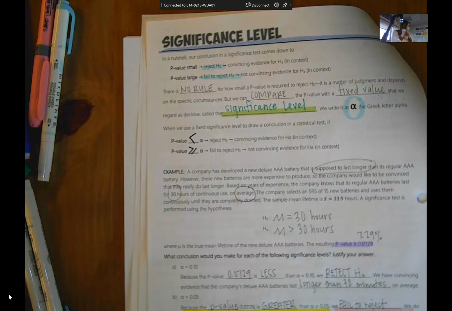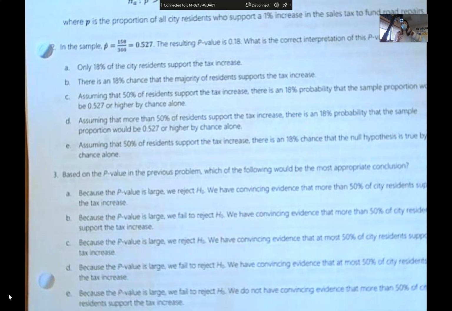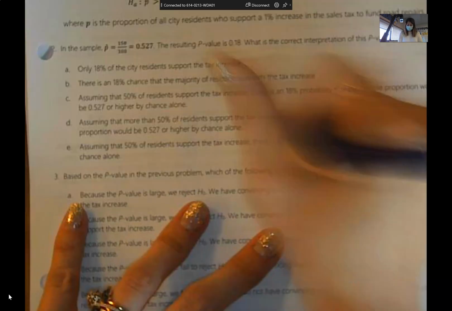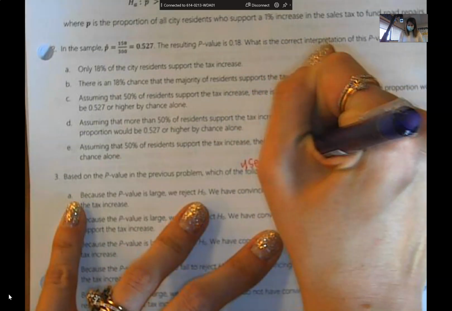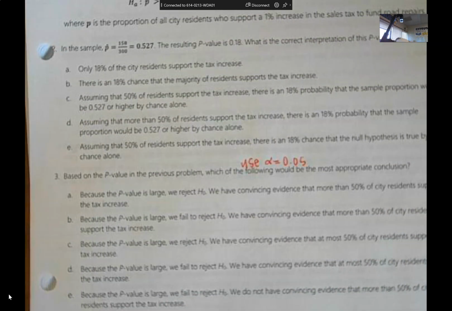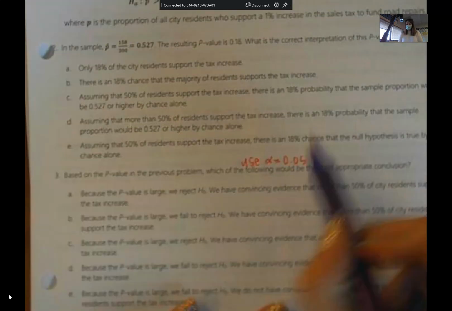I had a couple of questions last class period about number 3 on the ones that you were supposed to do on your own. Number 3 doesn't give you your significance level. If a problem doesn't give you a significance level, and you'll see this today, you use alpha equals 0.05. So if they don't give you a significance level, you use 5%.